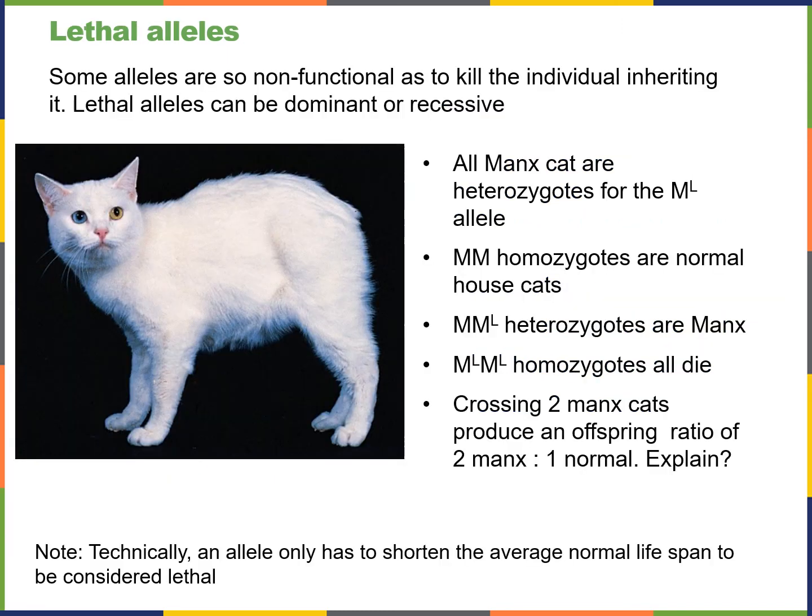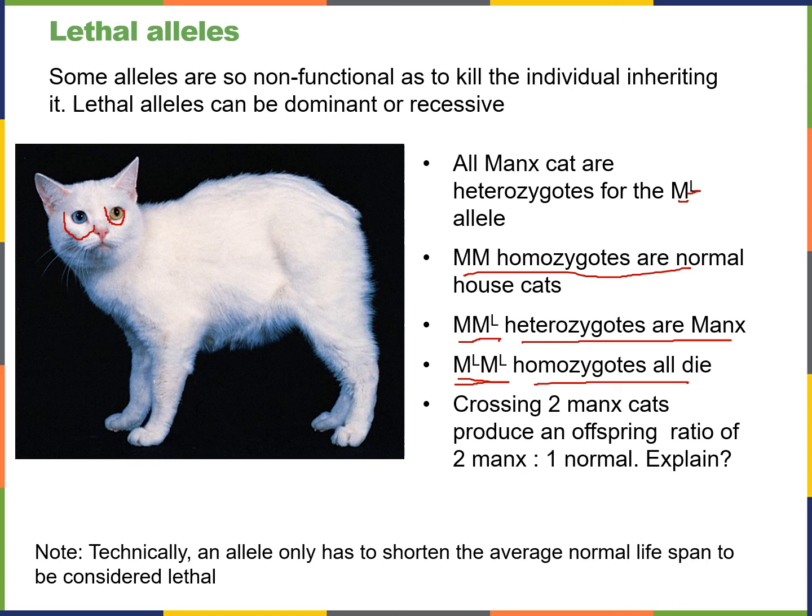And some alleles are so non-functional that they can actually kill the individual inheriting it. Lethal alleles can be dominant or recessive. What we see here is known as a Manx cat. You see one blue eye, one off-colored brown hazel eye. All Manx cats are heterozygotes for the M^L, or the M lethal allele. MM homozygotes are normal house cats. ML heterozygotes are all Manx cats that you see in this picture here. And if you inherit 2 copies of the lethal allele, you will die. So there's no such thing as a viable M^L M^L cat.